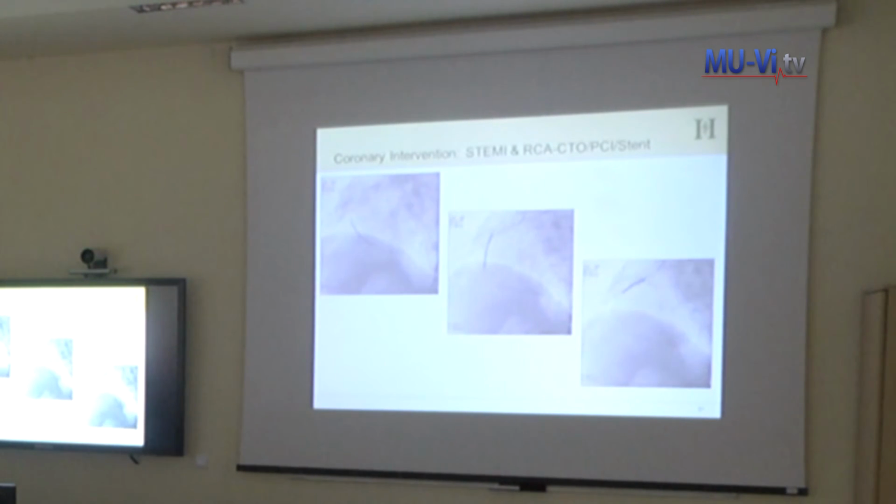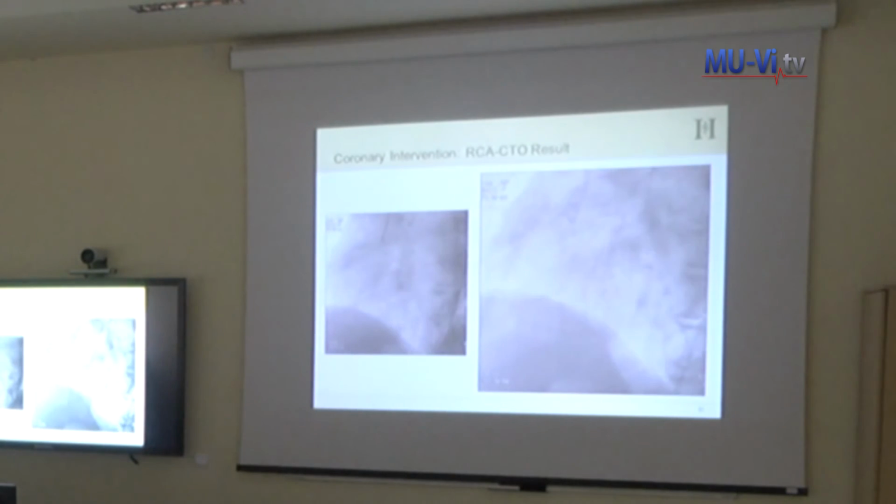And then we made something like a full metal jacket. The vessel had problems in all parts, so we had to make a pre-dilatation of the whole vessel and a stenting of the whole vessel. And afterwards we had this result. This is before stenting, this is afterwards.